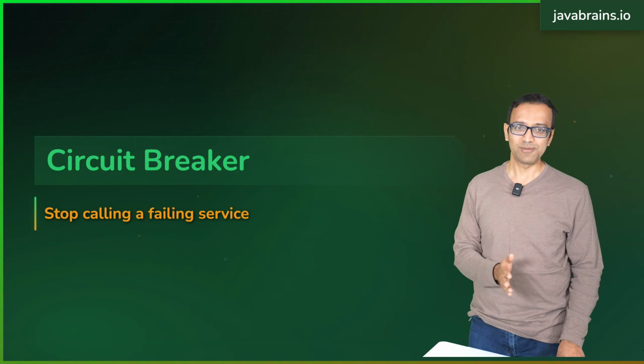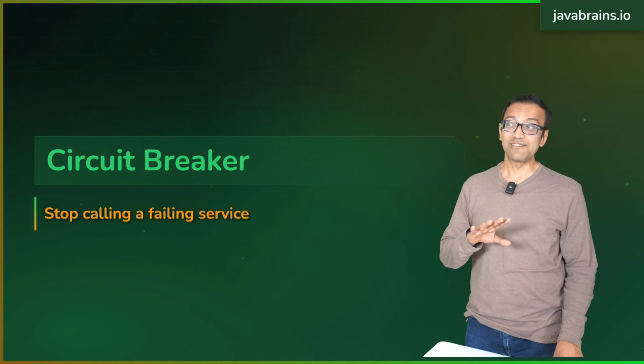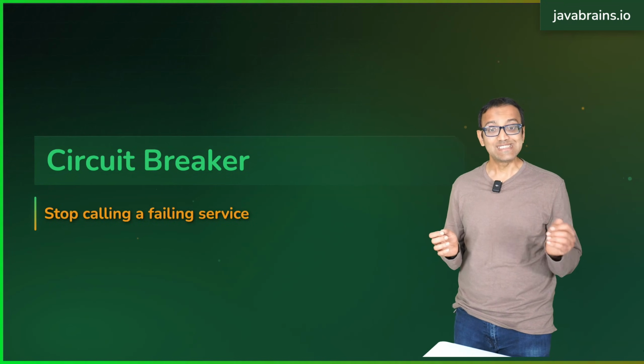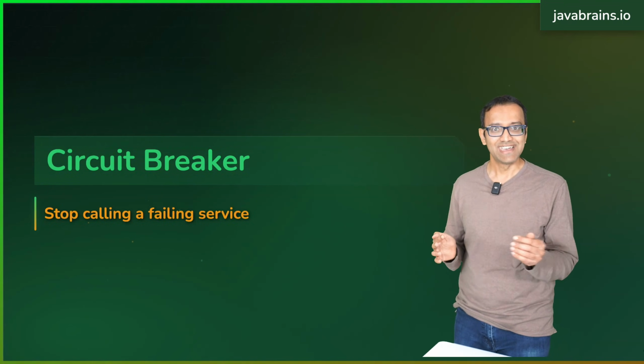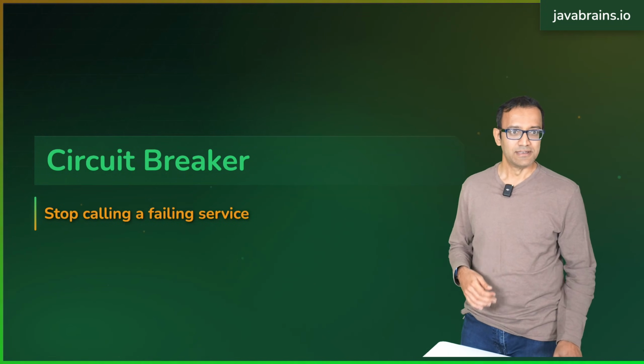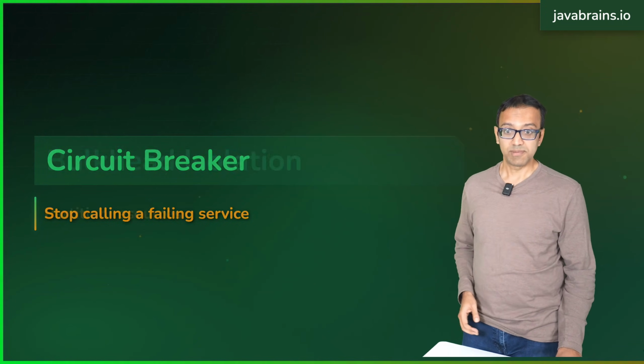So it has a cooldown period, and then there are smarter ways to do circuit breakers. After a cooldown period, some patterns send a test request to see, okay, has the service recovered? If it has, then it starts sending gradually. So that's the circuit breaker pattern.